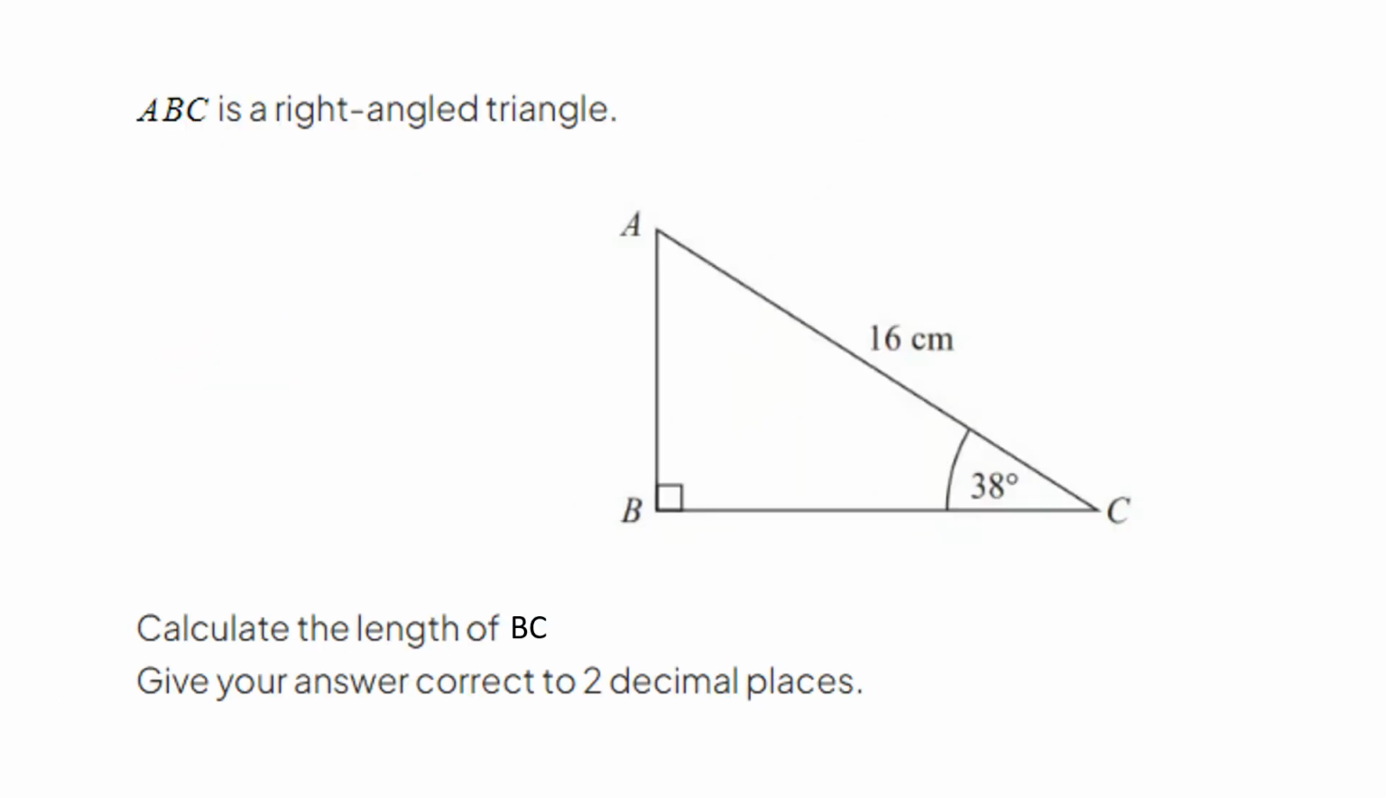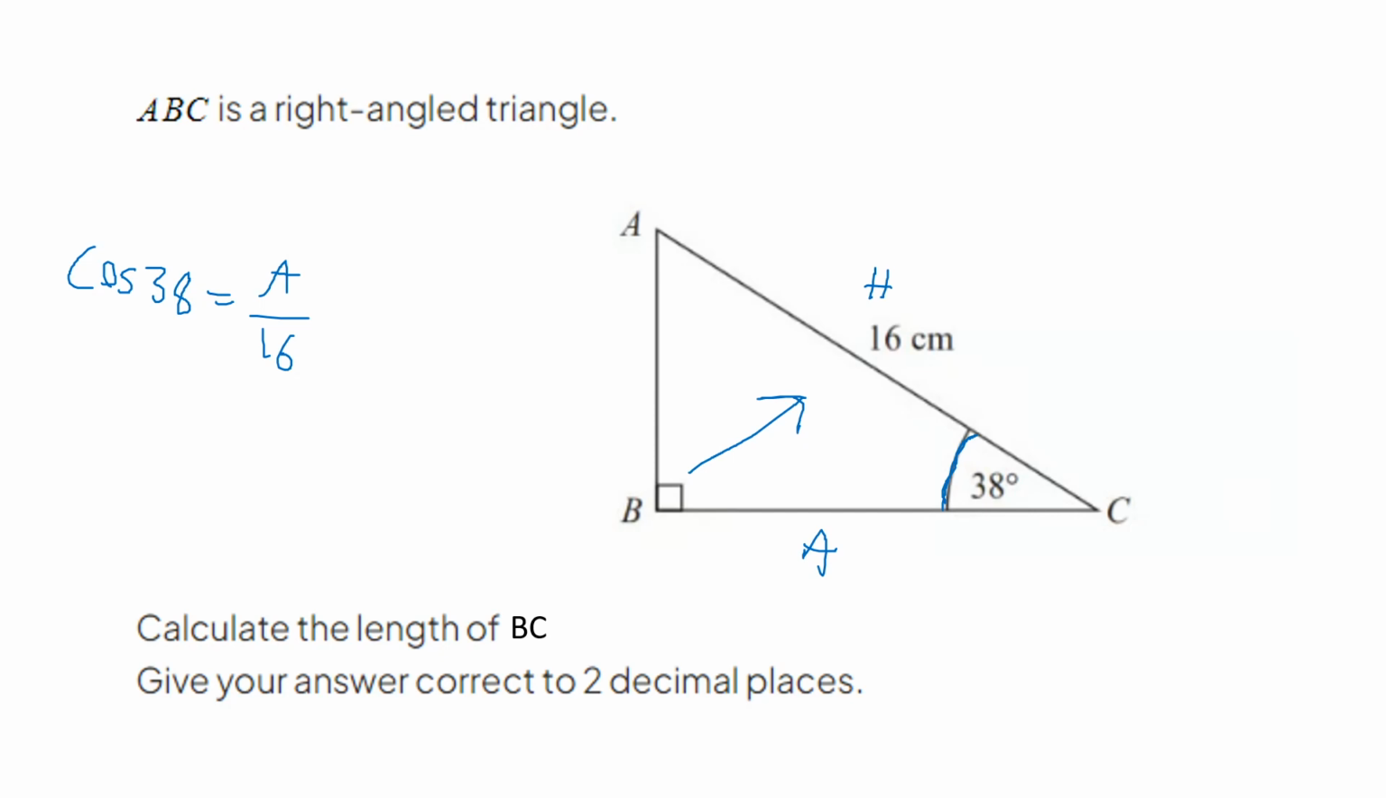What about this example? ABC is a right-angled triangle, and we're trying to look for what BC is equal to. Again, let's look at BC. BC is adjacent to the angle that we have, and obviously 16 is the hypotenuse. So therefore, cos 38 is going to be equal to our adjacent, which is A, over 16, which is our hypotenuse.